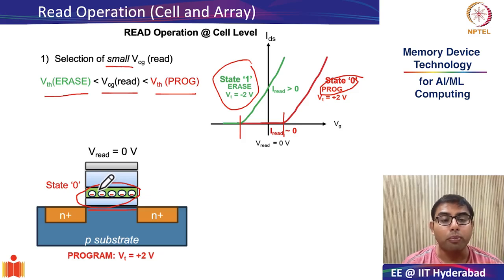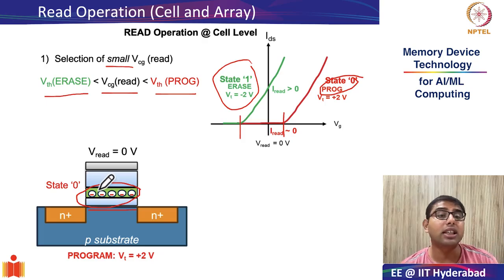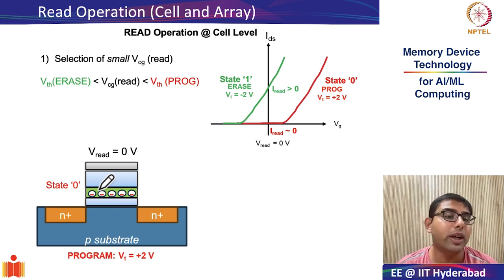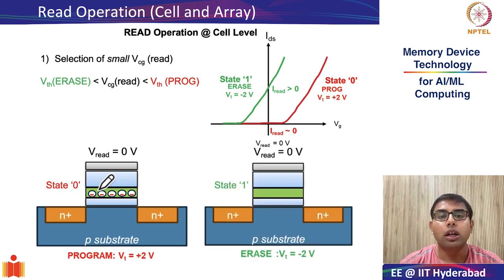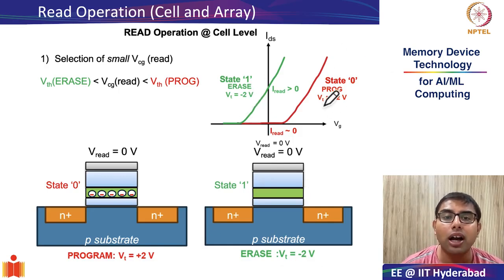So first, from accumulation you want to bring it to flat band, then from flat band you want to bring it to inversion. This is what we had discussed in our first class on the NAND flash cell. If you don't remember, please go and watch that video once again. And similarly, in the erase state, where there are no electrons in the floating gate, you would expect the threshold voltage to be much smaller compared to that in the program state.